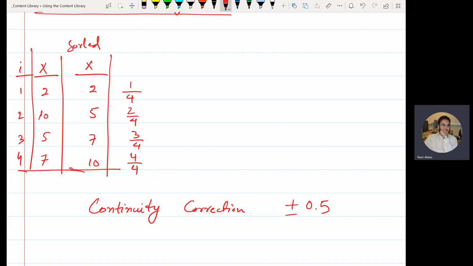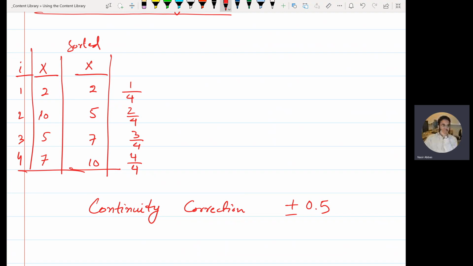The spirit behind continuity correction, I will not go into that one, because for a discrete random variable, you have 2 and you have 3. In between, there is a patch which is missing, correct? What is the magnitude of this patch? 1. From 2 to 3, the magnitude of the patch between 2 and 3 is 1, right? So what you do is you assign half of this patch to the right side, half of this patch to the left side. So now your 2 becomes all the way from 1.5 to 2.5.